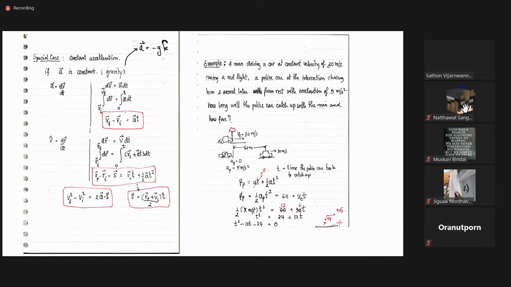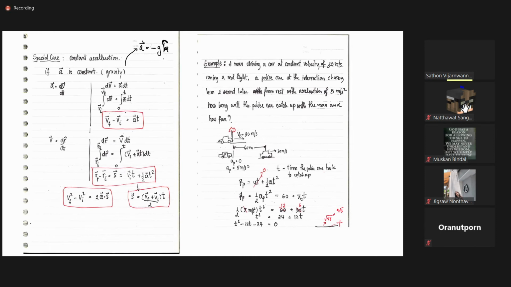It points downward. Usually the z-axis is used along the height from the ground, so it is minus g k. And there are many other cases where acceleration is constant. For example, a car moving with constant acceleration. Some animals can run with constant acceleration. That depends on the question that is given.